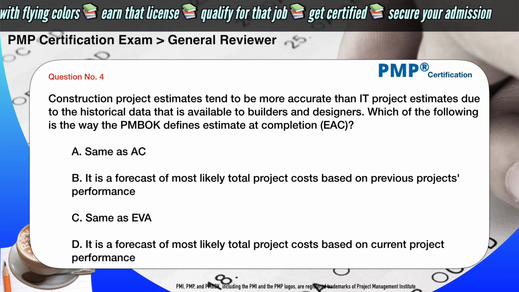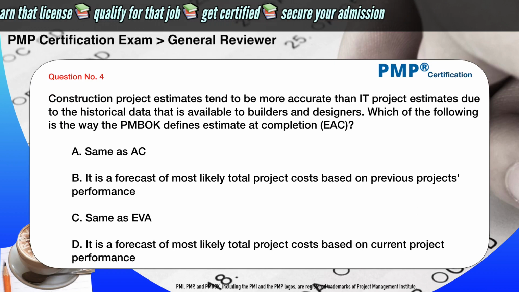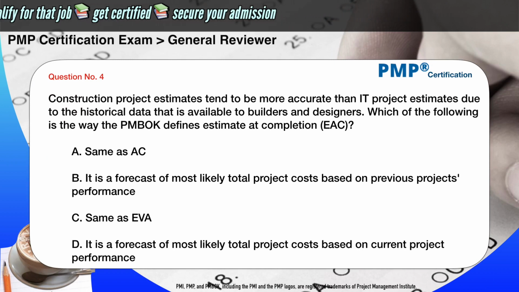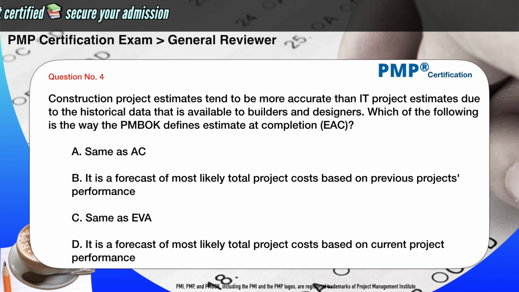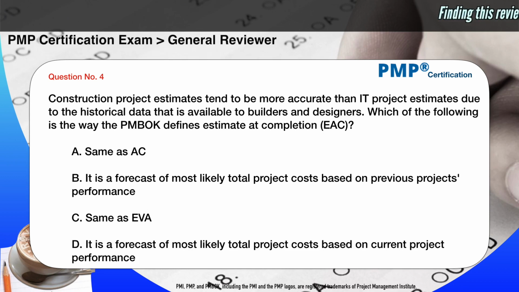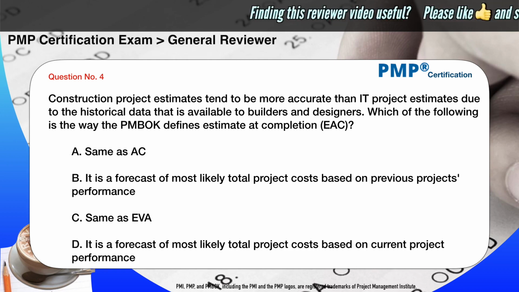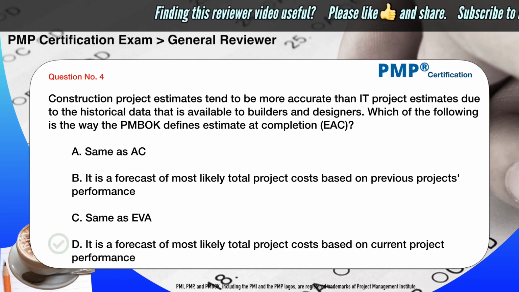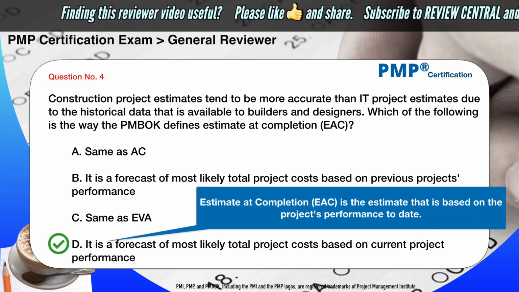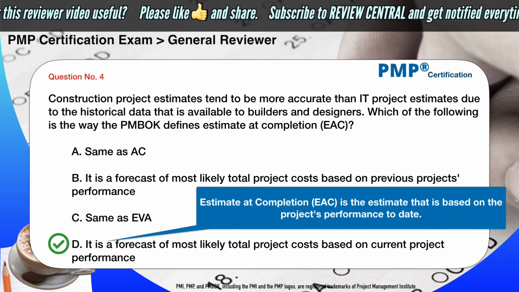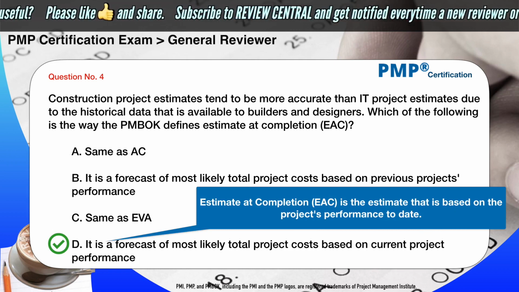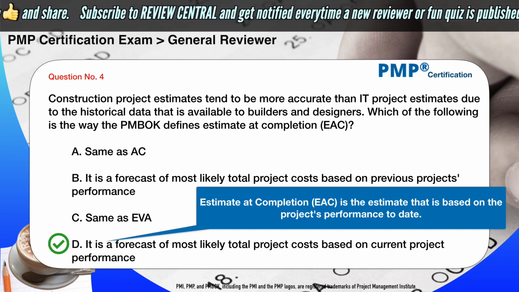Construction project estimates tend to be more accurate than IT project estimates due to the historical data that is available to builders and designers. Which of the following is the way the PMBOK defines estimate at completion or EAC? A. Same as AC. B. It is a forecast of most likely total project costs based on previous project's performance. C. Same as EVA. D. It is a forecast of most likely total project costs based on current project performance. The correct answer is D. It is a forecast of most likely total project costs based on current project performance. Estimate at completion or EAC is the estimate that is based on the project's performance to date.